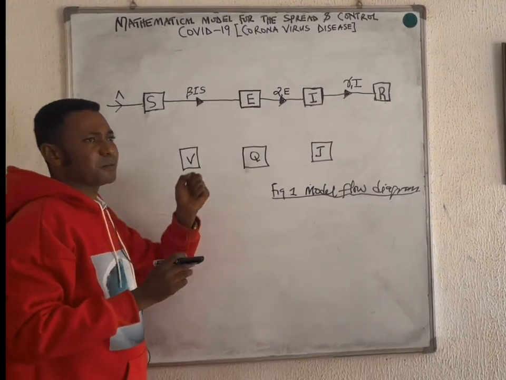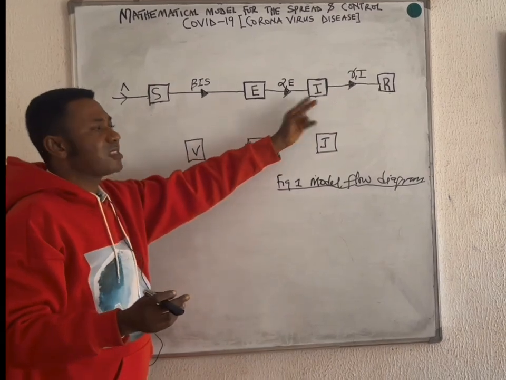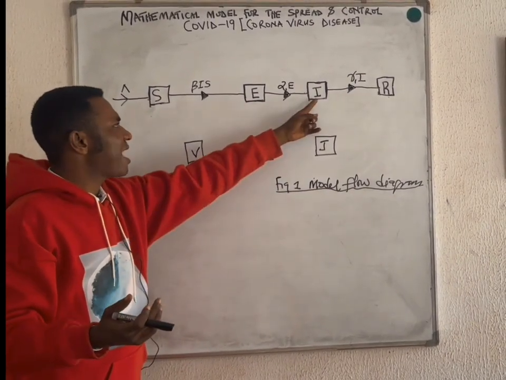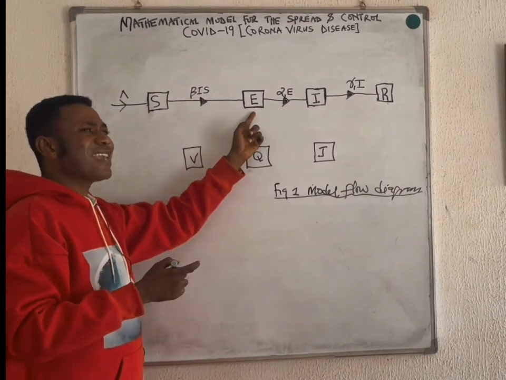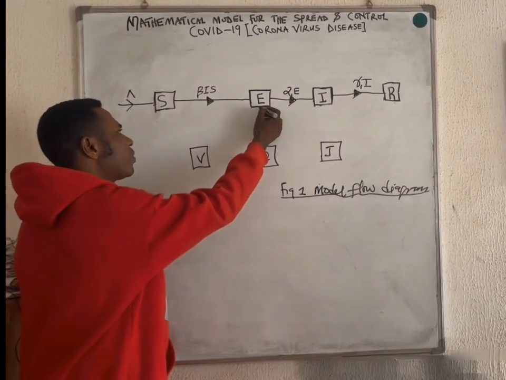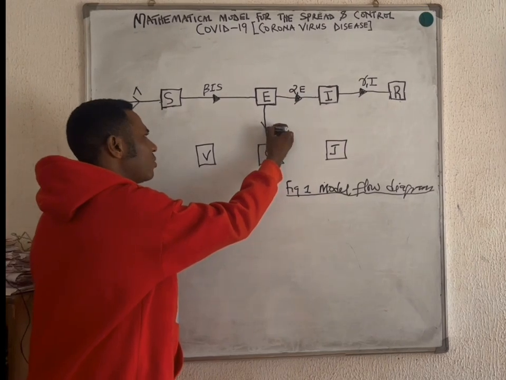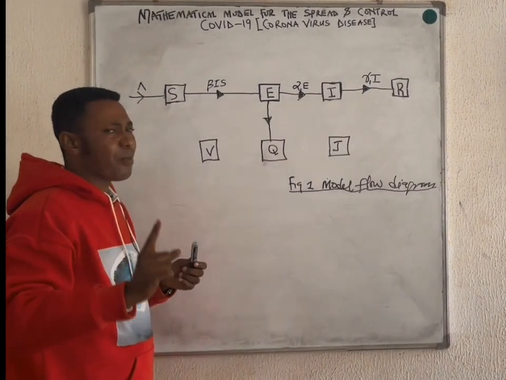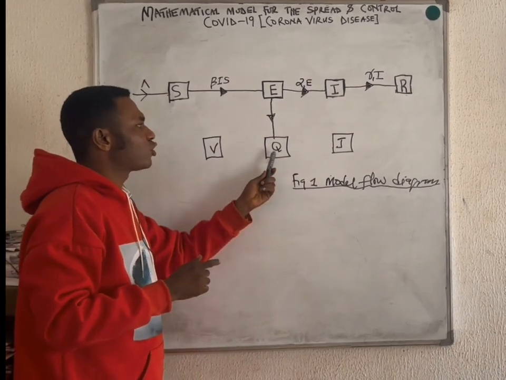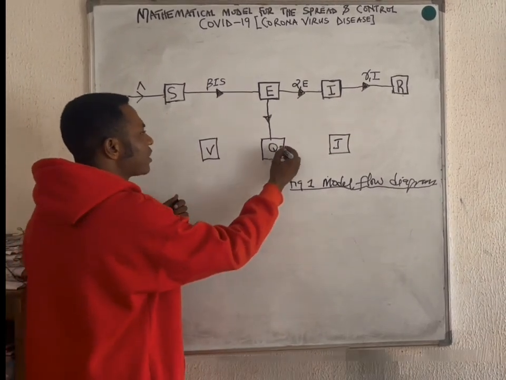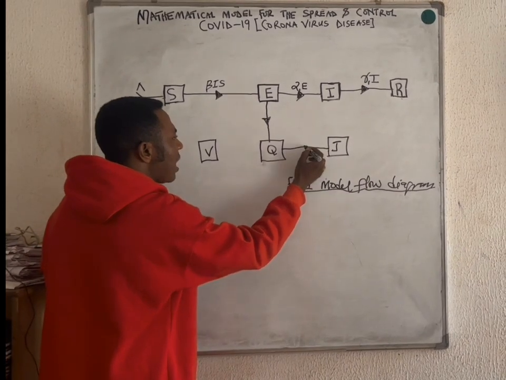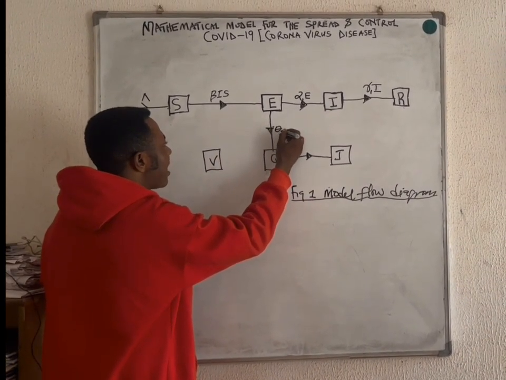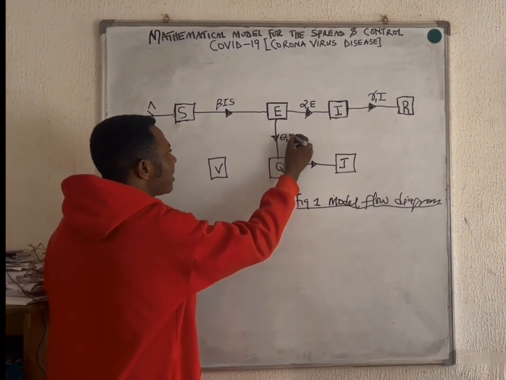And look at the exposed now. The difference between this exposed and infected is this one is unconfirmed cases of COVID-19. But here they are confirmed. So for those that are not yet confirmed, we take them to the quarantine center. We quarantine them for diagnosis. And if the test comes out to be positive, they will now take them for isolation. So let's quarantine them maybe at the rate of theta 1 E.